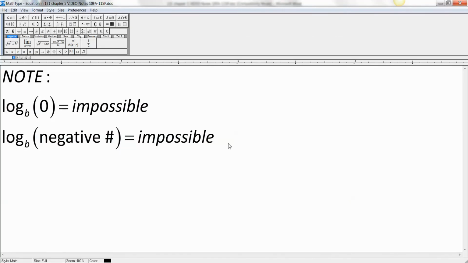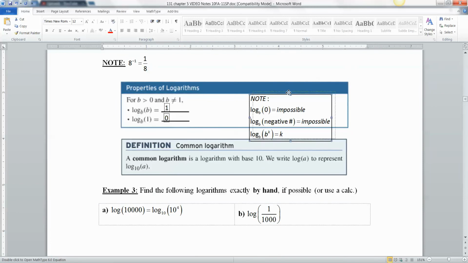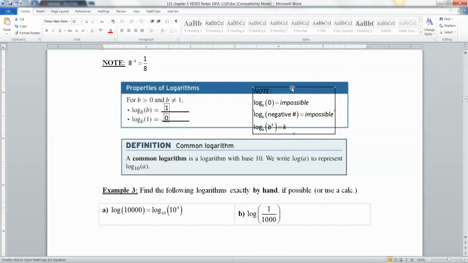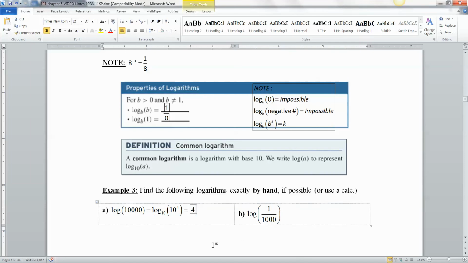Let's see here. The log base b of b to the k is k, right? B to the k power is b to the k. And because of that, really handy note there, I gotta tell you. So make sure you write that stuff down. Okay, so that's gonna cause this to be 4, because 10 to what power gets you 10 to the 4th? Well, 10 to the 4 power gets you 10 to the 4th. So that's how that's gonna work.